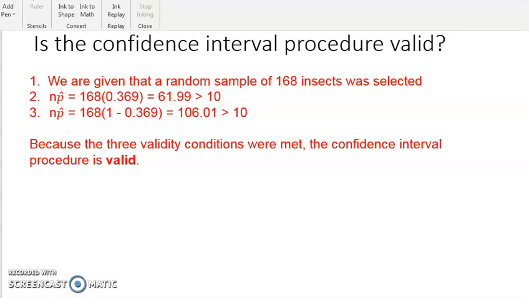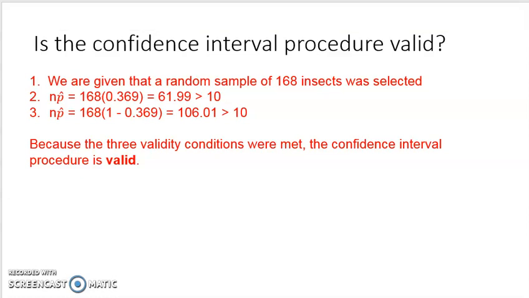Excuse me, I have a mistake there, so I better correct that. This should be N times 1 minus p hat. That's the third condition, which is 168 times 1 minus 0.369. When you do that multiplication, it's 106.1. Random sample. N p hat is bigger than 10. N times 1 minus p hat is bigger than 10. Because all three conditions are met, the confidence interval procedure is valid, essentially, which means that we have good data, we can trust our results.